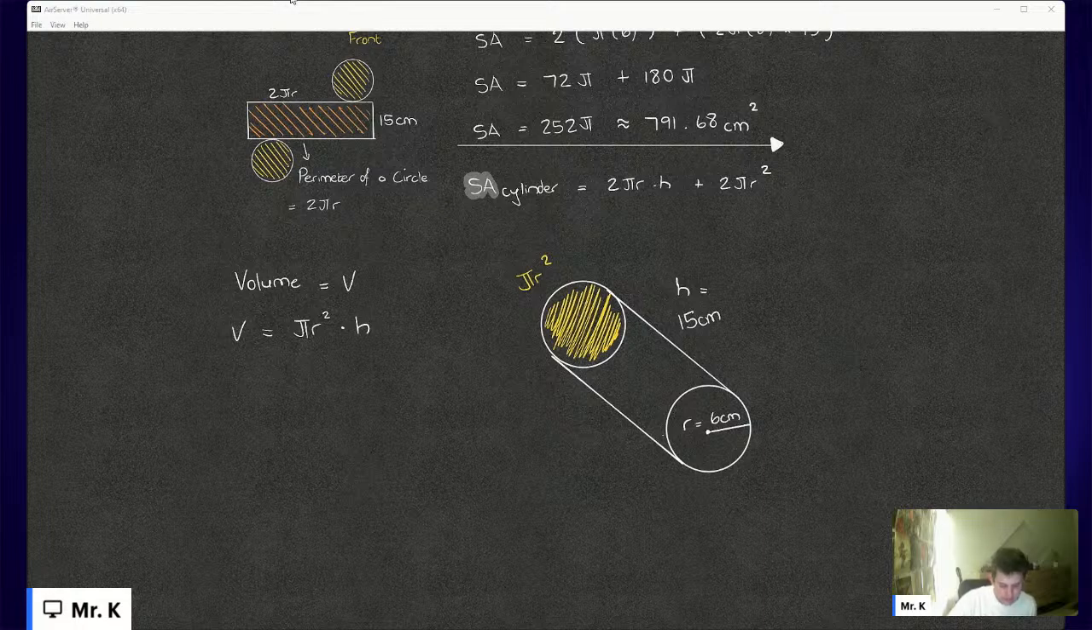Okay, that is the official formula for calculating the volume of a cylinder. So we've got pi r squared times h. We can then substitute. Pi stays as is. R is 6, which needs to be squared, and then multiplied by this height of 15 centimeters.